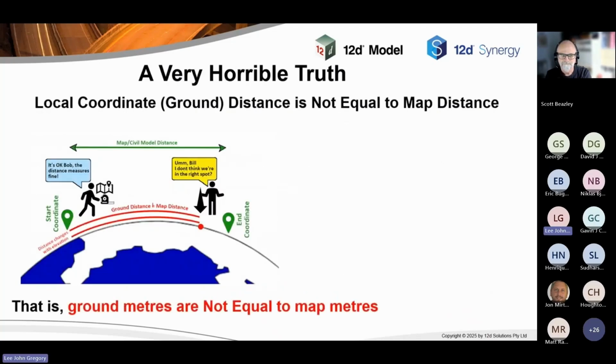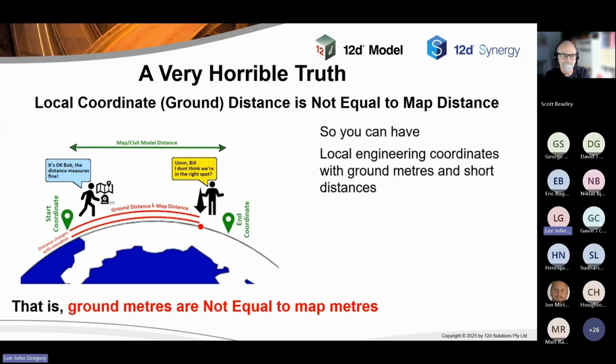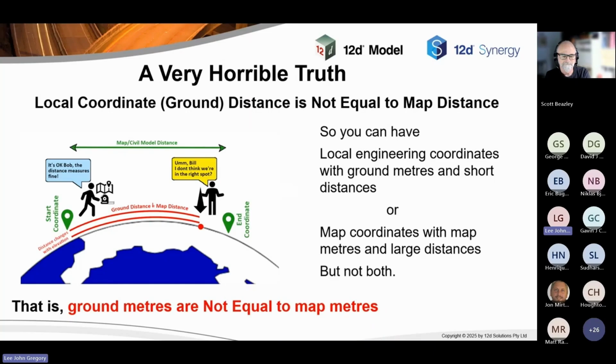There's one horrible truth that you all have to remember. We have what we call ground meters, which is what you use with your normal ruler. But when you're using map coordinates, the distance between 2 points is what's called map meters. They're not the same thing. So basically, you can have local engineering coordinates, which use your ground meters and short distances, or map coordinates, which will have map meters and go large distances. You can't have both. So you've got to be very careful in a project that you know exactly which one you've got and how you go between them.